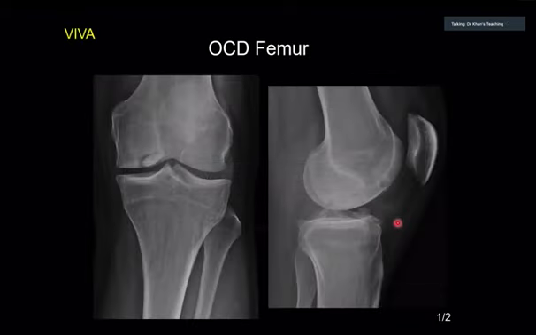Can you tackle it as a viva film? Yeah. It's a knee. So I've given you the diagnosis here. How do you describe this?